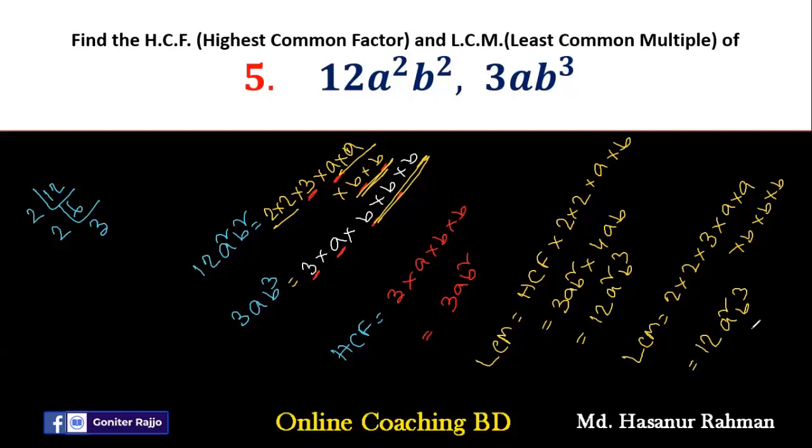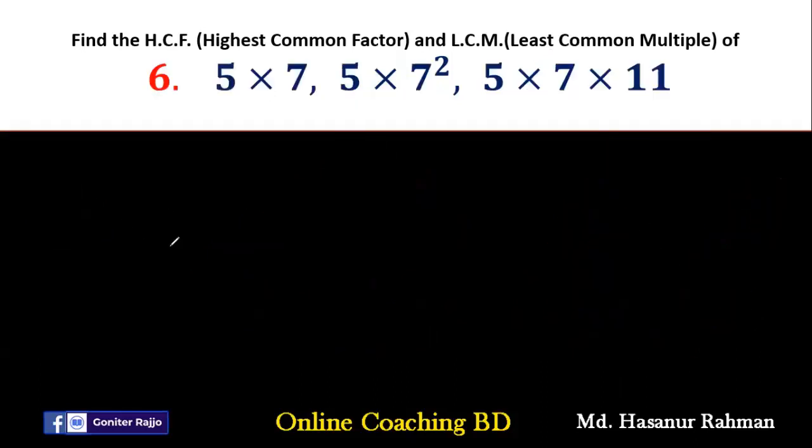So 12 A square B cube will be the final answer. Now, number 6. Number 6 is 5 multiplied by 7. Here is your 5 multiplied by 7 square. That means 5 multiplied by 7 multiplied by 7. And 5 multiplied by 7 multiplied by 11.